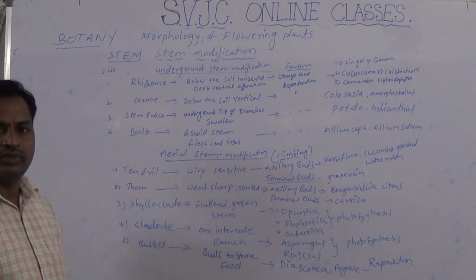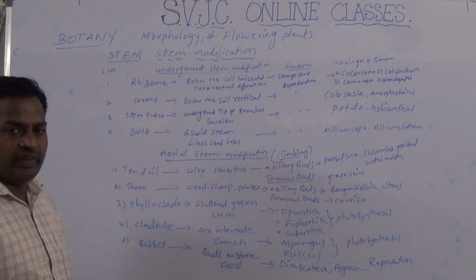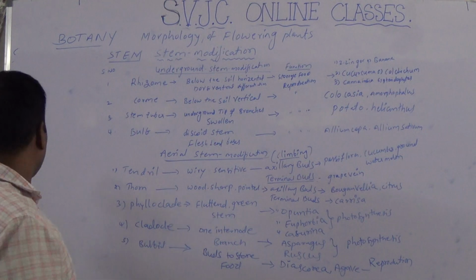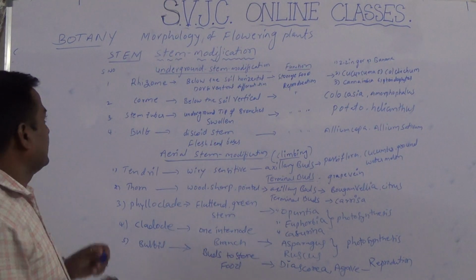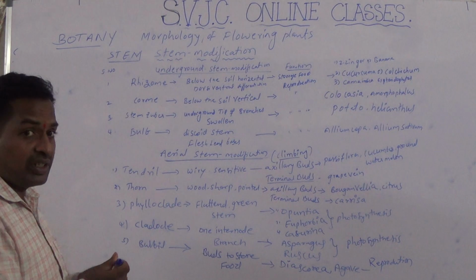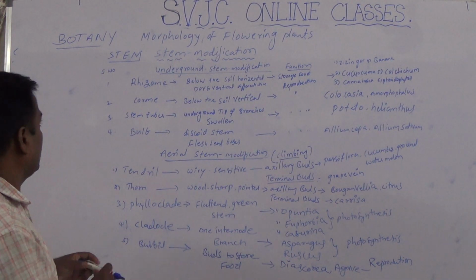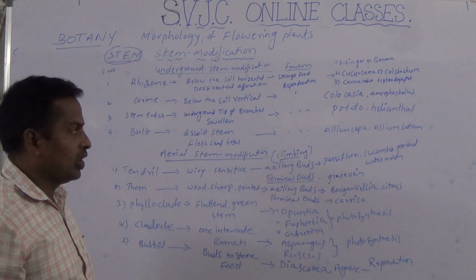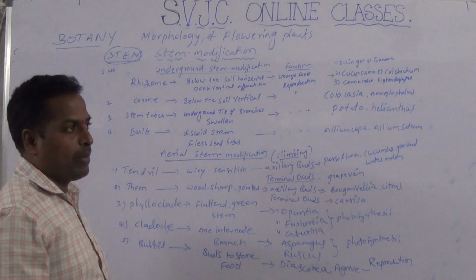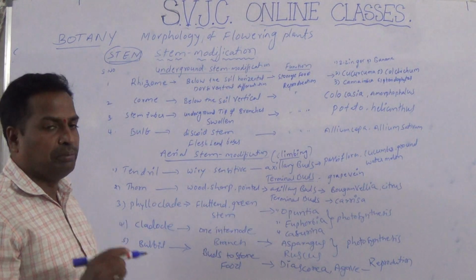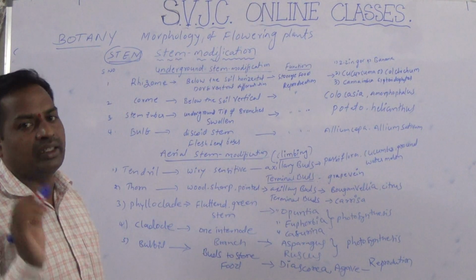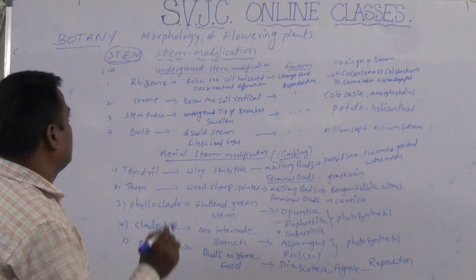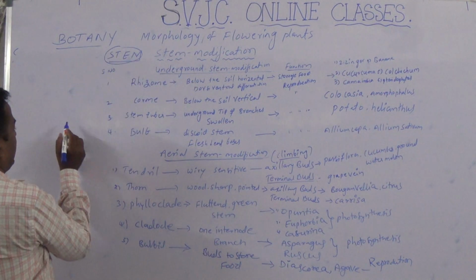Hi students, in the previous class we discussed root, but in this class we discuss stem. What is stem? Are you clear? Stem is one of the important ascending axes of the plant. Root is the descending axis of the plant, but stem is the ascending axis of the plant.